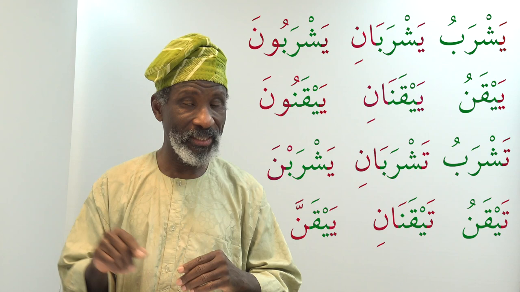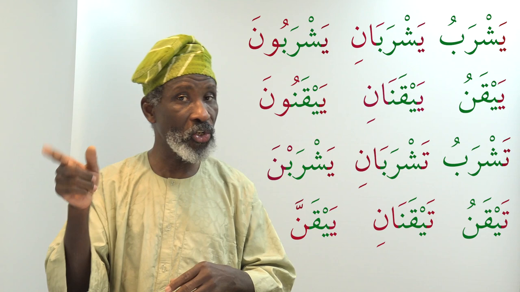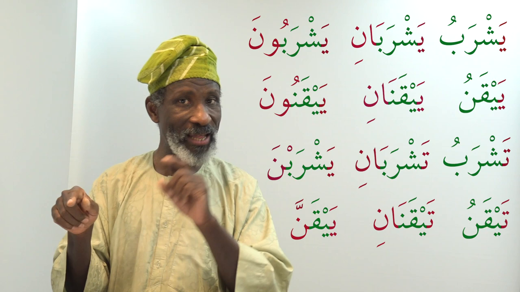Now, note, when you are doing your present tense in the third person, the masculine section starts with ya, ya, ya. Yashrabu, yayqanu. Yashrabani, yayqanani. Yashrabuna, yayqanuna. Whereas the female starts with ta, ta, and then ya. Ta, ta, ya. So, tashrabu, tayqanu, tashrabani, tayqanani, and then ya. Yashrabna, yayqanna.